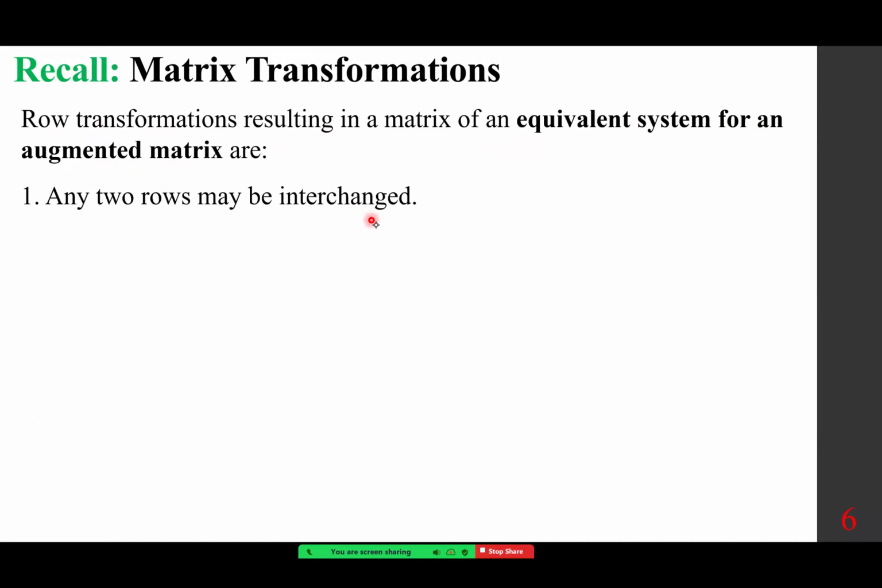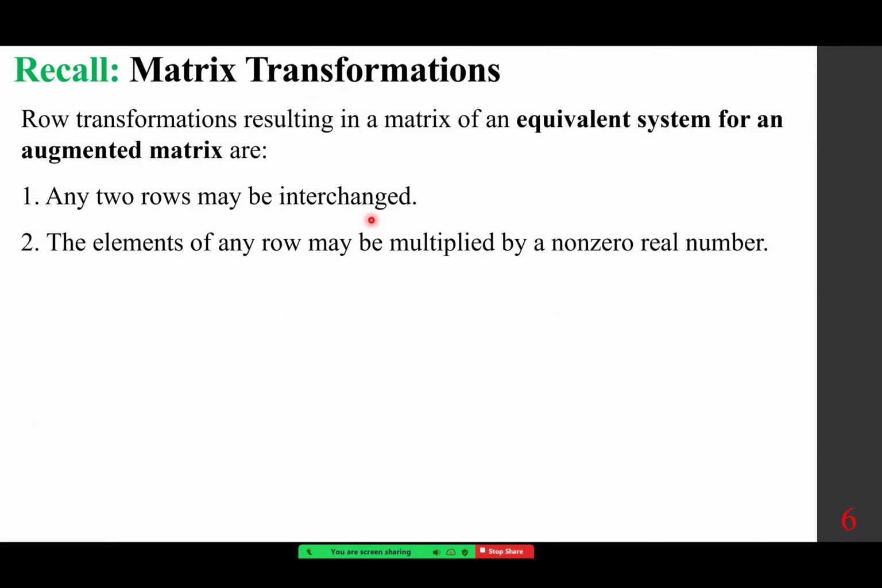Any two rows may be interchanged. That means you are interchanging equations. The elements of any row may be multiplied by a non-zero real number, meaning one equation, both sides multiplied by anything you want as long as it's not zero. And that's the key. It can't be zero.